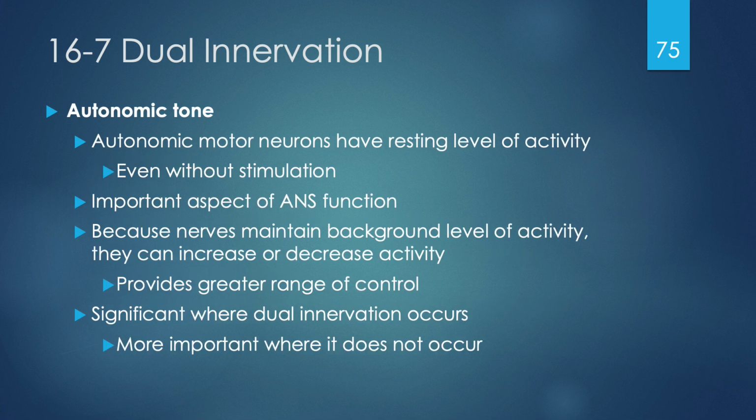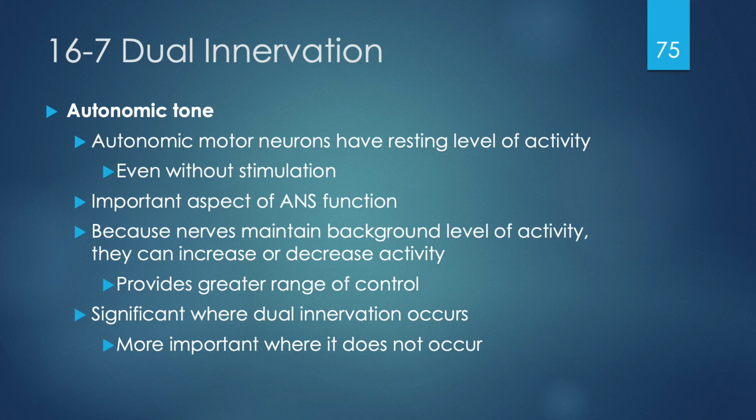Autonomic tone is the idea that the autonomic motor neurons have a resting level of activity even when they're not stimulated. And this is an important function here because if you were to imagine, your skeletal muscle would have a certain amount of resting tone, that then if it's stimulated, it could potentially even amp up even more and increase or decrease activity from there. But with a low amount of tone in the skeletal muscle, you really can't do as much. So the idea with autonomic tone is that you have your nerves maintaining this background level of activity and that can be amped up if needed.